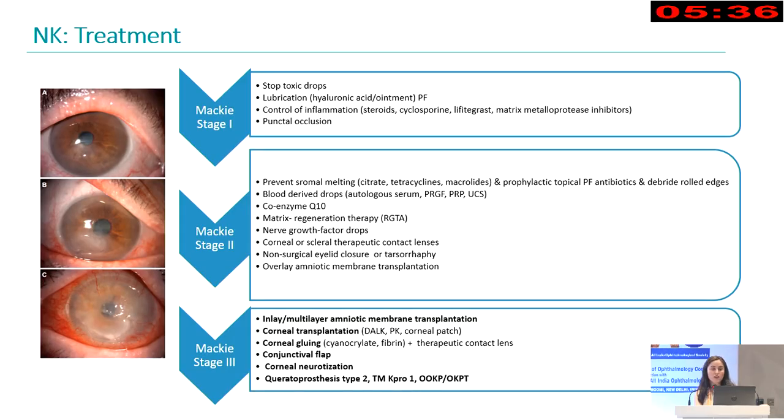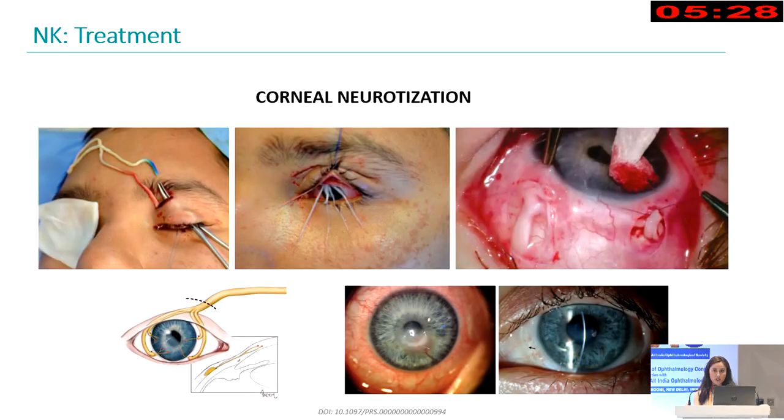But unfortunately, we will have patients that will progress to a stage 2, and in those cases, we will need other approaches such as corneal neurotization in case we have everything okay, but we have a problem of the sensitivity of the cornea. It can be direct or indirect, and the basis of this procedure is to recover the sensitivity of the cornea, and it works wonderfully. It takes some months to start giving results, but it's a good procedure now.